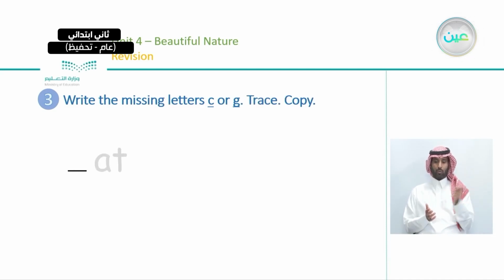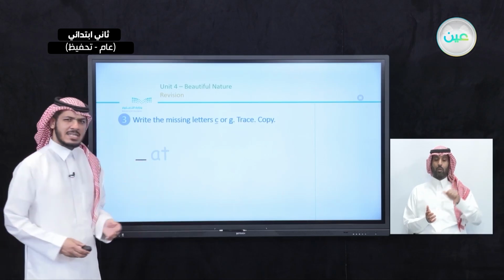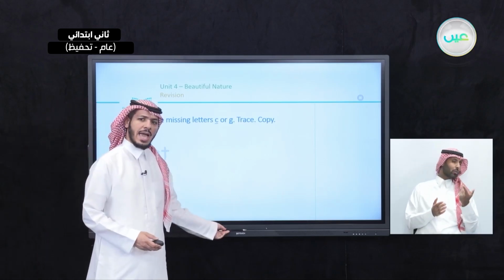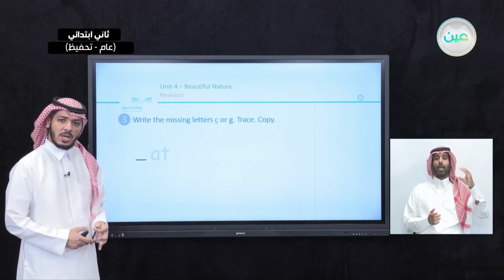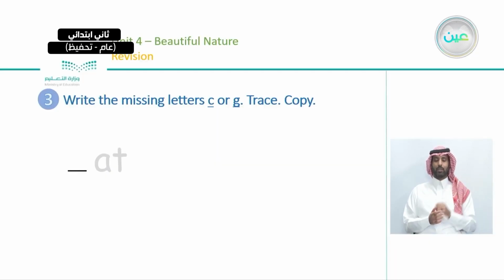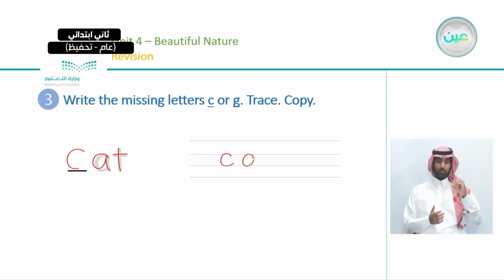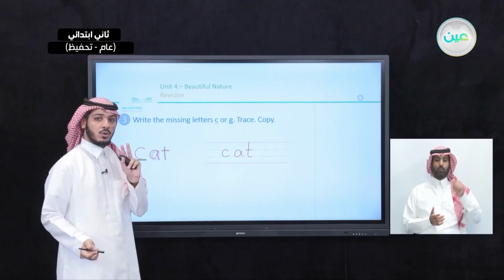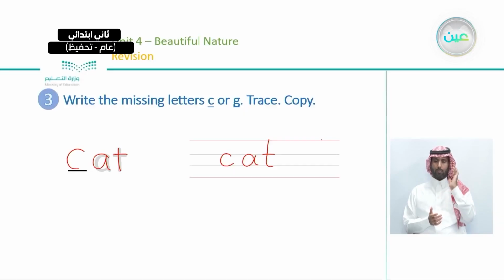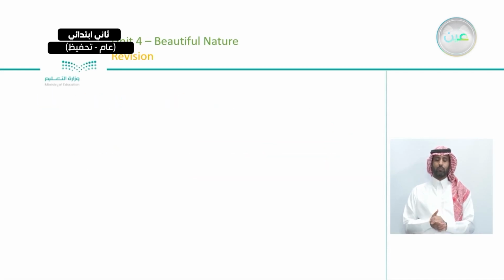So we have like this. We have _at. Is it C or G? What do you think? At. Yes, it's what? C. So we have cat here. Excellent. So we have C, then A, T. How to write it? So between line 2 and 3, C, A, and T. Okay. And the T, you can write it in 2 ways. You can write T like this or like this. Okay. This is correct and this is correct.